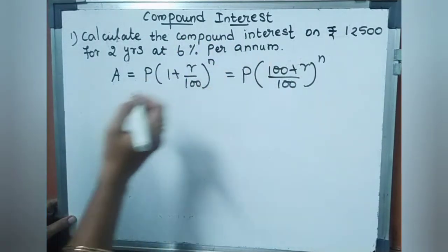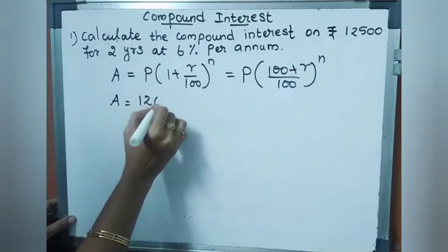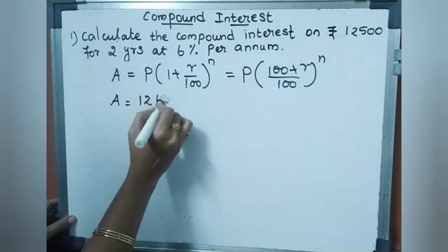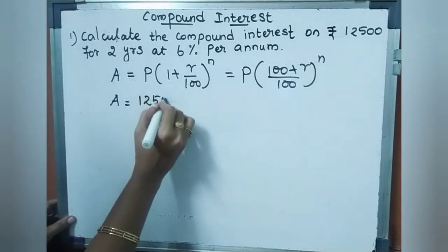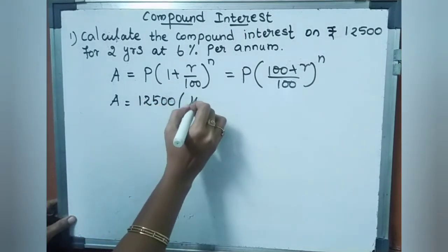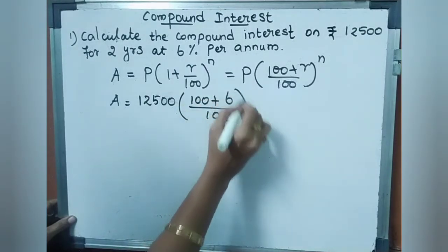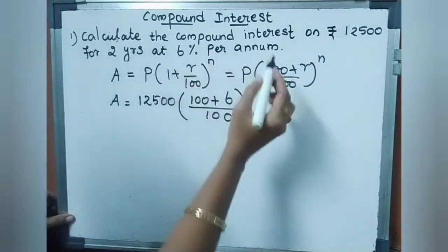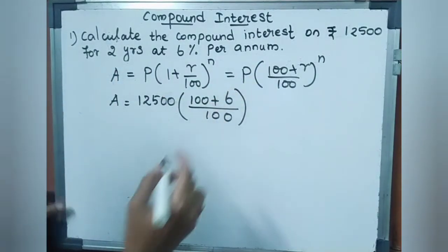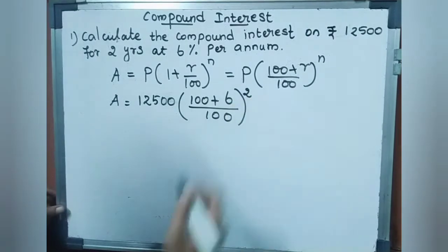Now replace all the numbers in this formula. The amount is equal to the principal, 12,500, into the bracket 100 plus 6 percent by 100, 6 by 100, whole power the number of conversion periods, 2 years. They didn't mention whether it is semi-annually or annually. If they don't mention anything, we can consider it as annually. So whole power 2, the number of conversion periods is 2.